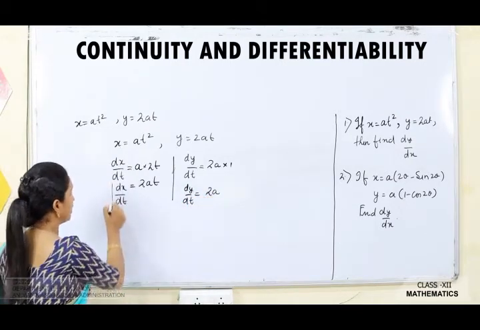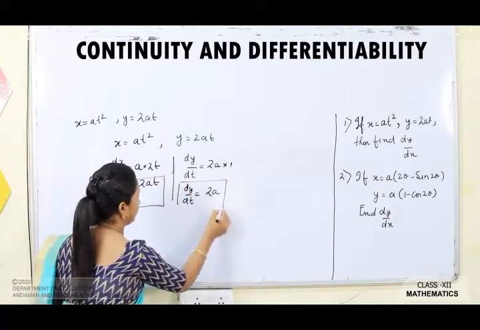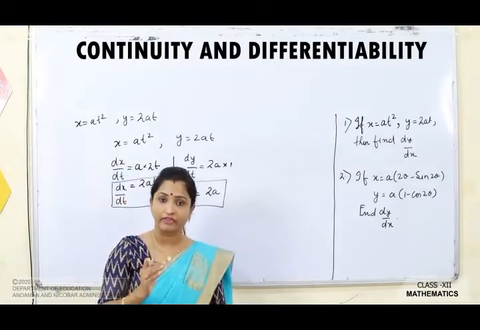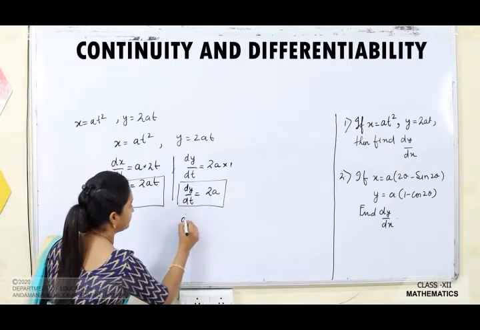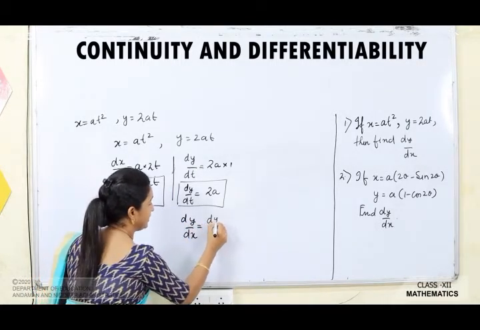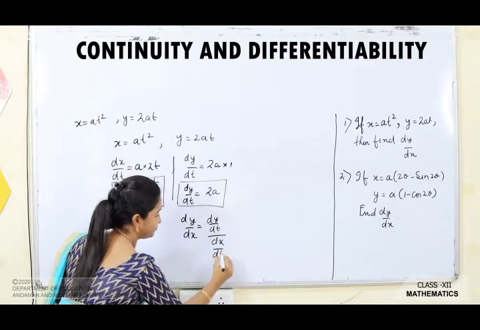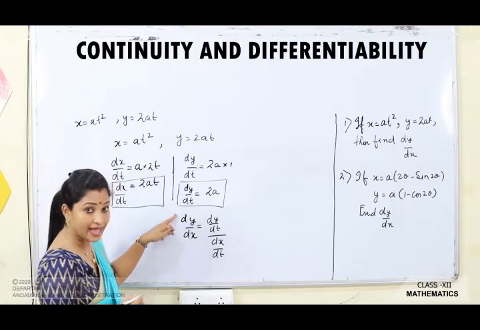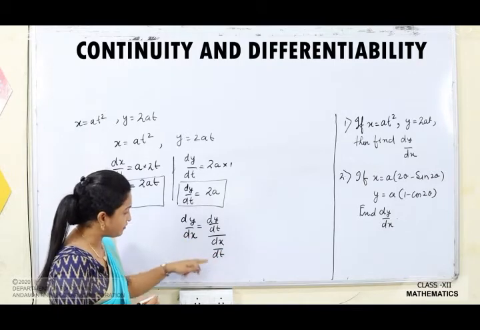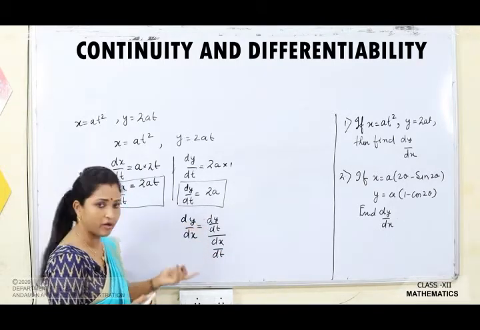So finally you got dx by dt as 2at and dy by dt as 2a. But the question is, you have to find the value of dy by dx. So what you will do here, dy by dx can be written as dy by dt divided by dx by dt. We can write it down dy by dx as dy by dt by dx by dt, because when you simplify this you will observe that dt gets cancelled out and you are going to get dy by dx.